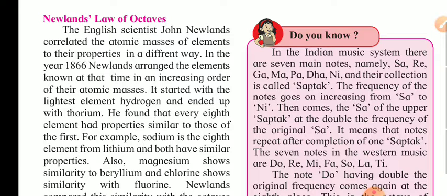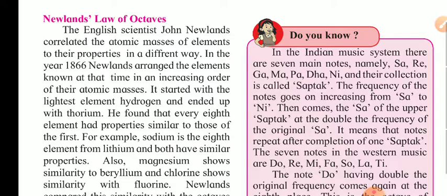After that, another scientist came with a different criteria for the classification, and the name of that scientist was John Newlands. He correlated again the atomic mass of those elements as the factor which brings the changes in the atom's characters, whether physical or chemical. In a different way, he classified this complete.